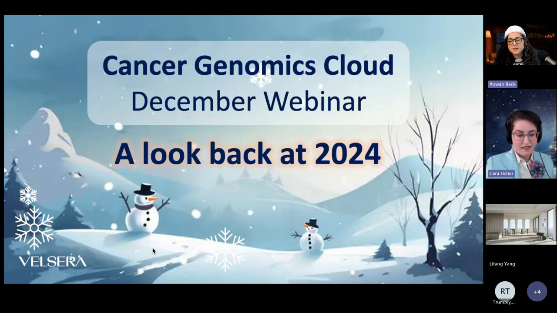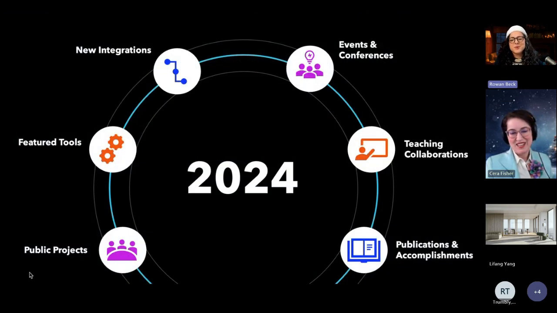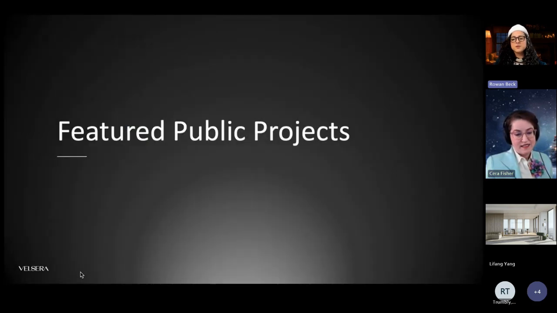So, with that said, I guess we should just keep going. There are a few items we're going to talk about today. You can see them listed here. Essentially, we're just going to talk about some of the features on the platform. These include public projects and tools, and new integrations to make it easier for you to get your data. Then we'll focus on more community-centered events. These include events and conferences, teaching collaborations, as well as the accomplishments of our CGC community. So to kick us off, we're going to be talking about some of our new public projects.